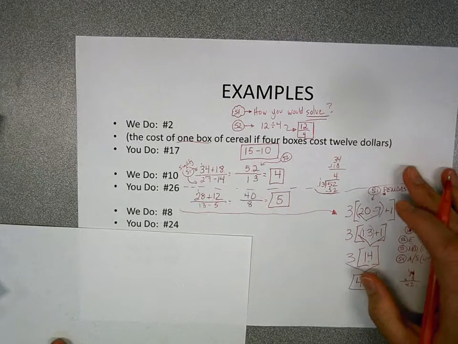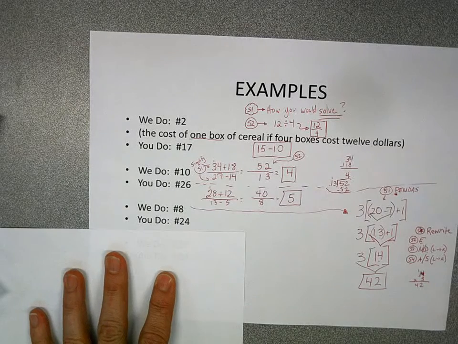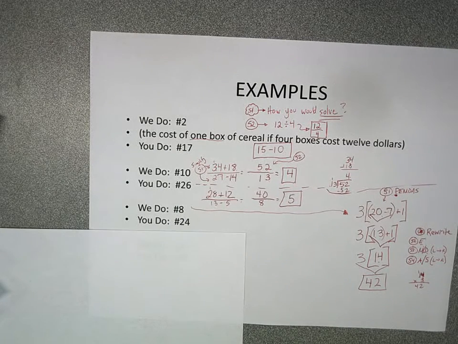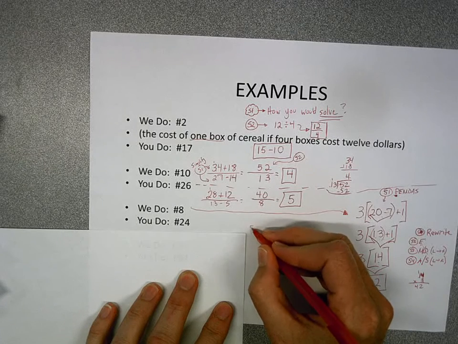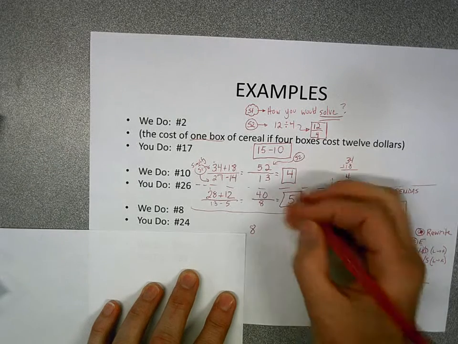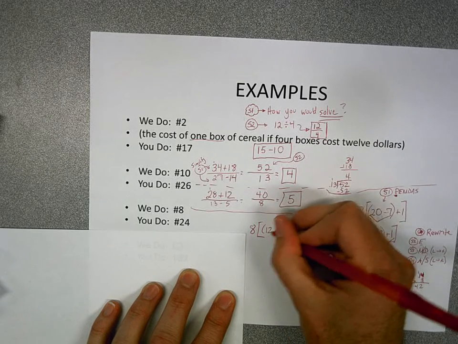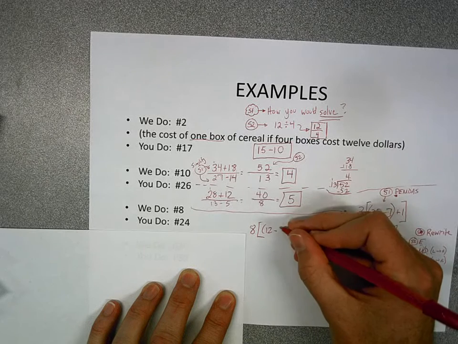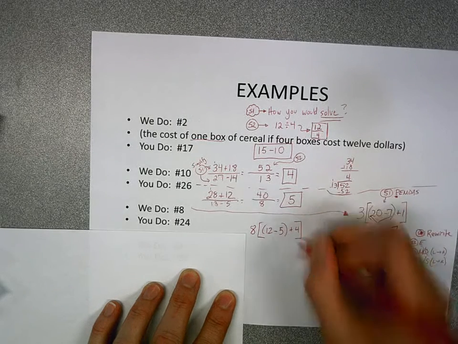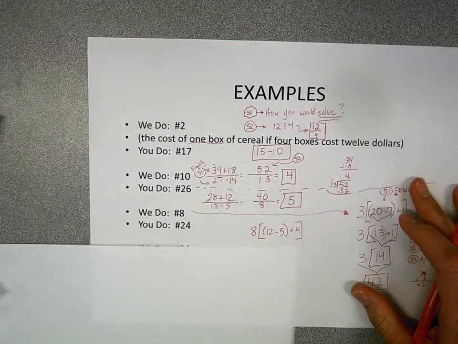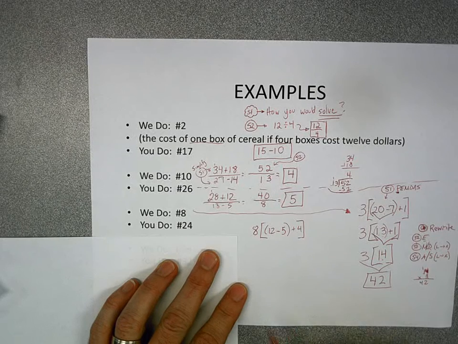Okay, for problem number 24, here we go. We have 8 brackets 12 in parentheses 12 minus 5 plus 4 in brackets. Okay, so I'm going to go ahead and solve this problem. It's almost an identical problem, just different numbers.